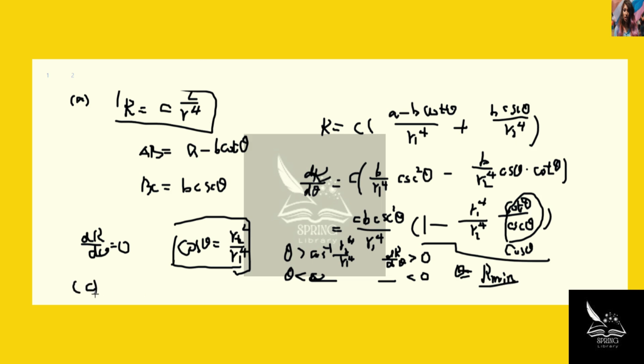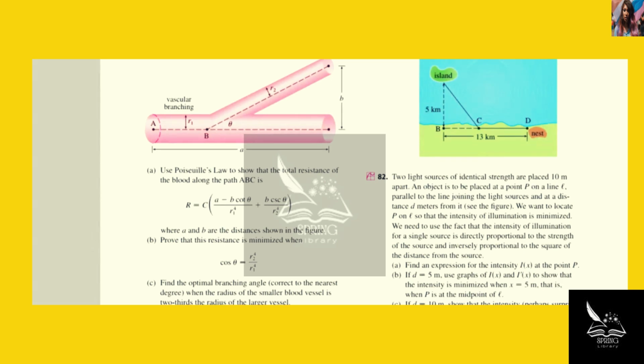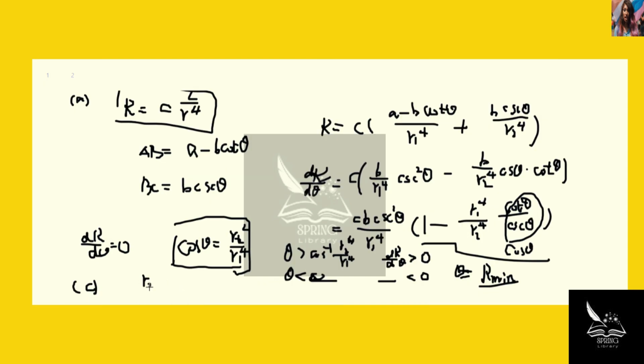Part C. Find the optimal branching angle when the radius of the smaller blood vessel is 2/3 the radius of the larger vessel. So we have R2 over R1 is equal to 2/3. So cosine theta is equal to (2/3) to the power of 4. So theta is about 79 degrees.